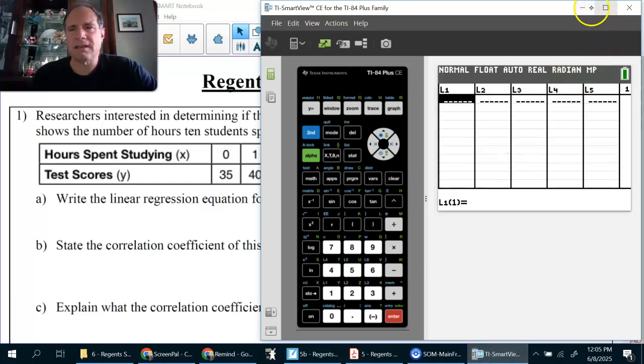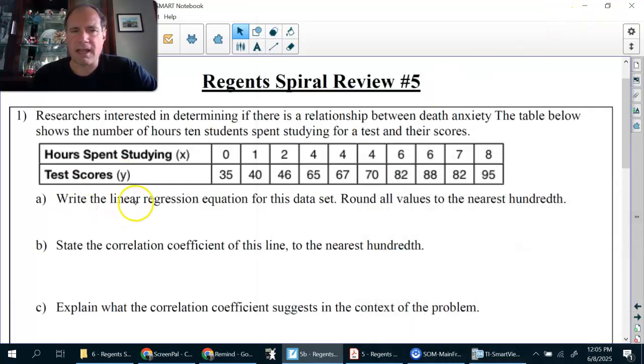In this question, they are asking what is the linear regression equation for this data set? Round all of the values to the nearest hundredth. They ask for the correlation coefficient, and they ask you to explain what the correlation coefficient suggests in the context of the problem. So be ready for this problem.